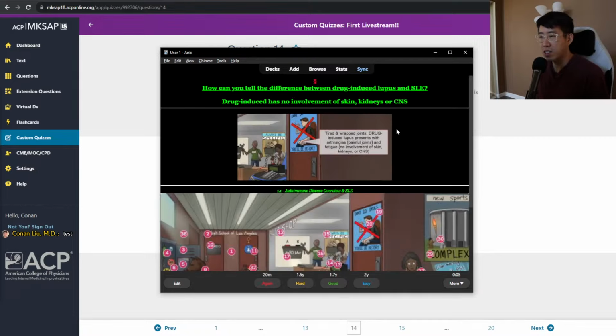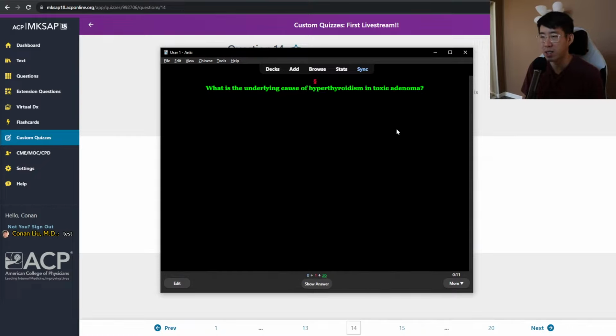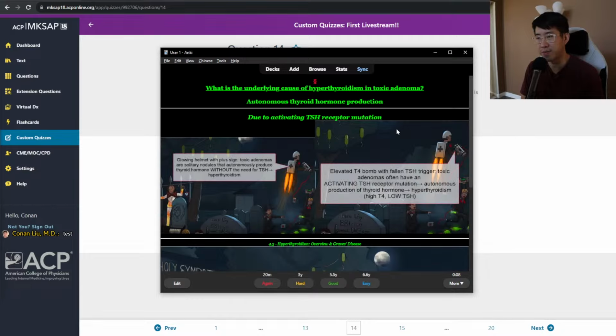Okay. How can you tell the difference between drug-induced lupus and SLE? That's going to be antihistone antibody, or the fact that drug-induced has no involvement of skin, kidneys, or central nervous system. What is the underlying cause of hyperthyroidism in toxic adenoma? Basically, over-release of preformed thyroid hormone.